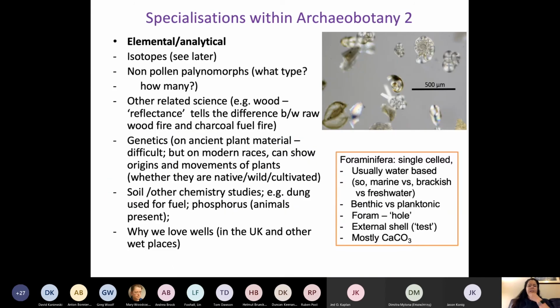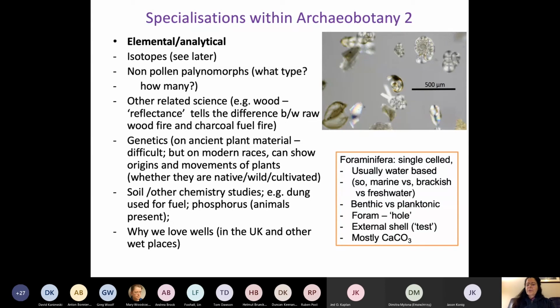So within archaeobotany itself, we've also got the very small elemental analytical archaeological sciences, and I'm going to spend a little bit of time later on isotopes. When we do a pollen core, we have what we call non-pollen palynomorphs, and across to the right there you can see pictures of foraminifera, which are little single-celled things that produce a kind of test, a shell if you like, and these are also very small, obviously, made of calcium carbonate.